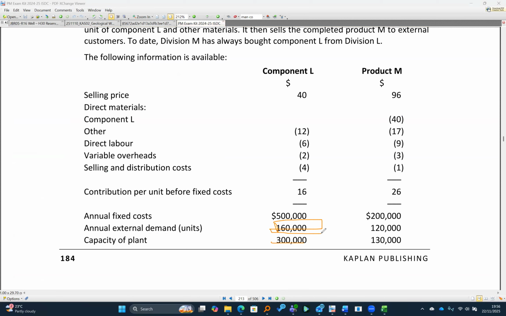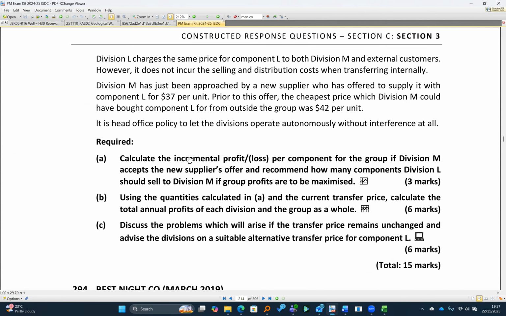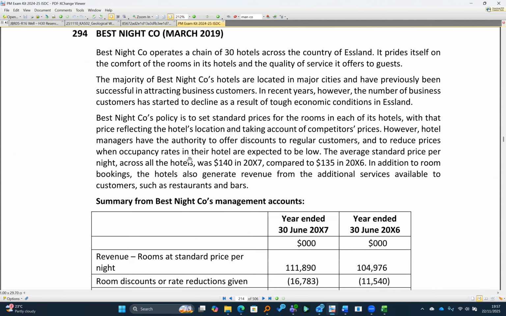then we would ask ourselves, should we supply product division M, the 120, and only supply the external people the remaining 40? Now that would depend on what we are charging the external people and what we are charging component division M. So there are so many other things to consider, but ideally the logic is the same. You have to just think about it in terms of fairness. Okay, so that's the point here, fairness. Okay, so that is it for that.